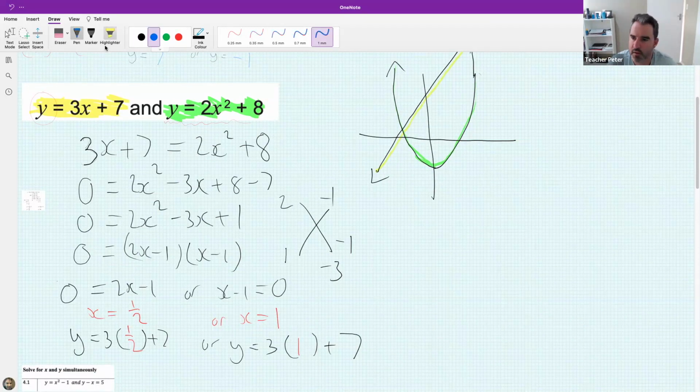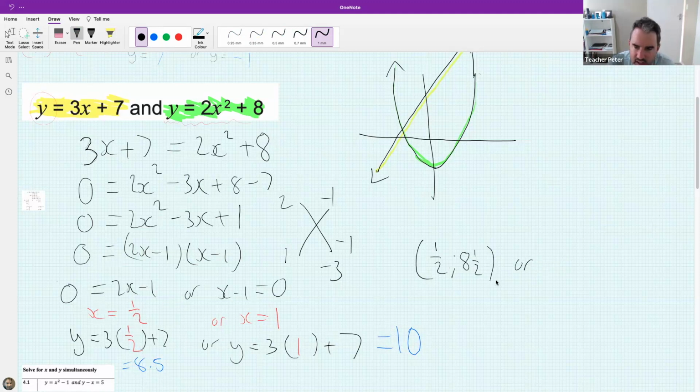So Sange, I agree. This is clearly 10, and this is clearly 8.5. So my final answers would be, the simultaneous solution would be x is a half and y is 8.5. Or we could say that x is what? Is that right? x is a half, yes, and then x is 1, and y is 10.